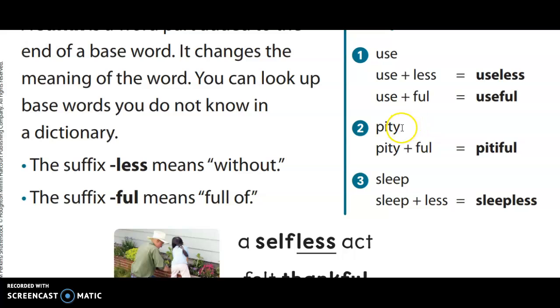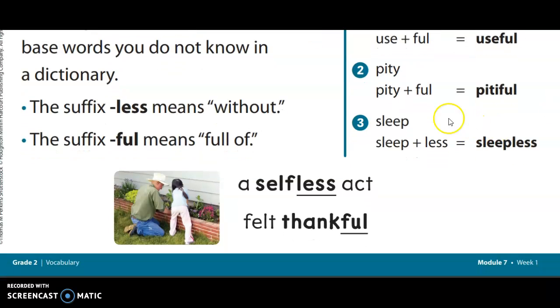And we do the same thing with the word pity. When you add full, you have pitiful. Notice we change the Y to an I. Pitiful. That means it is sad. Sleep. If we add that suffix LESS, what do we have? Sleepless. That means without sleep.